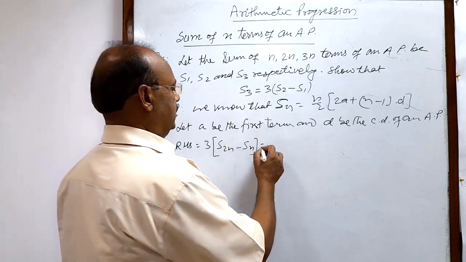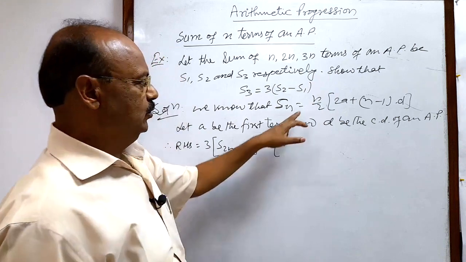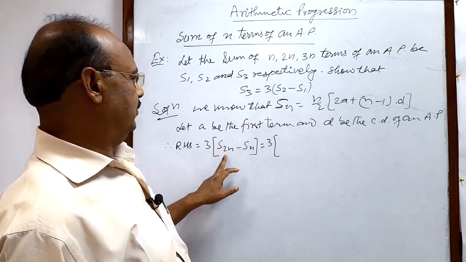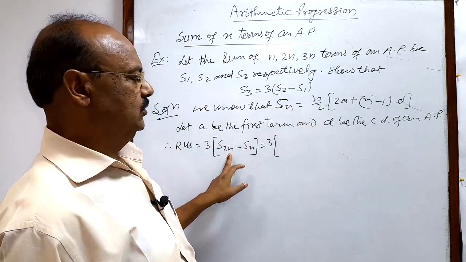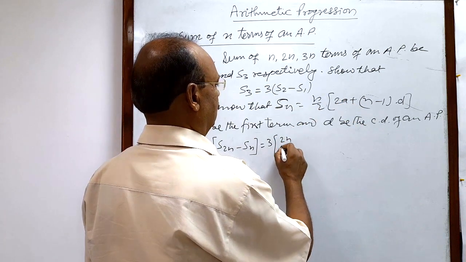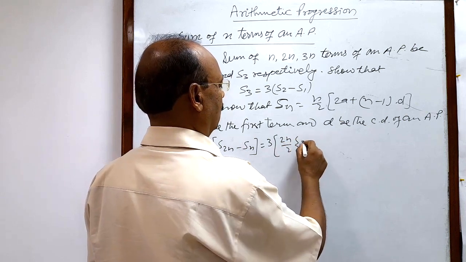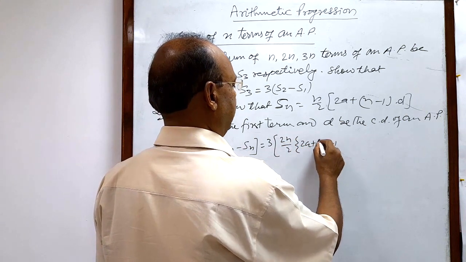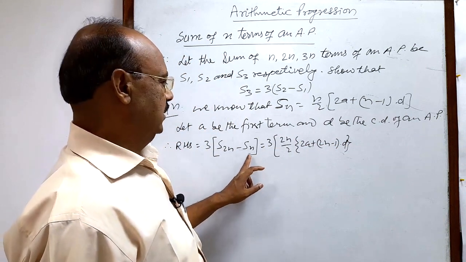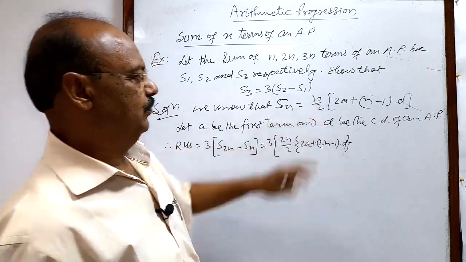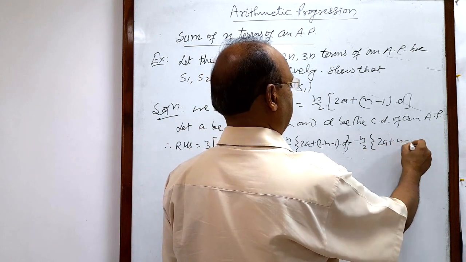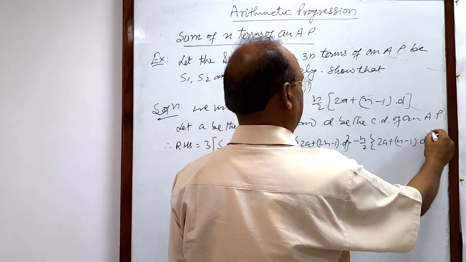And this is equal to 3 times, now we can use this formula. Here, for S2n, in place of n we have 2n, so we write 2n in this formula in place of n. So this is 2n by 2 into (2a plus (2n minus 1) d), minus Sn, and Sn is equal to n by 2 into (2a plus (n minus 1) d).